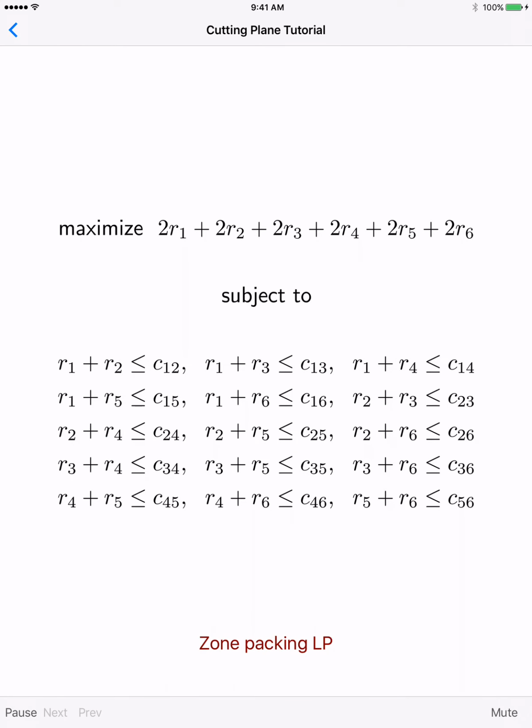Let's look at this in more detail. Finding the best packing of control zones is itself a linear programming problem. We have a variable for each city, where the value of the variable is the radius of the control zone for the city. To obtain the best bound, we maximize twice the sum of the variables. But we must be sure that the zones do not overlap. So, for each pair of cities i and j, we have the constraint that the sum of the 2 radii can be at most the travel distance between i and j.